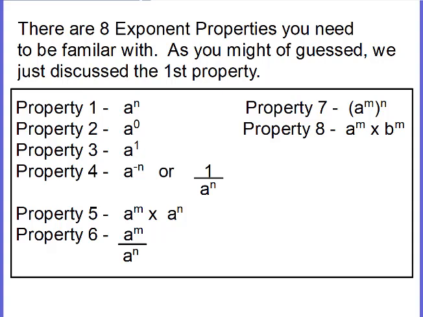Okay, there are 8 properties that you need to be familiar with. As you might have guessed, we just discussed the first property, a to the nth. But here's the rest of the properties that I need you to be familiar with. What happens if I have a base to the 0th power, or a base to the first power? Or what if that base is to a negative power? Or what if we have an exponent on the bottom? What happens there? Okay, property 5.